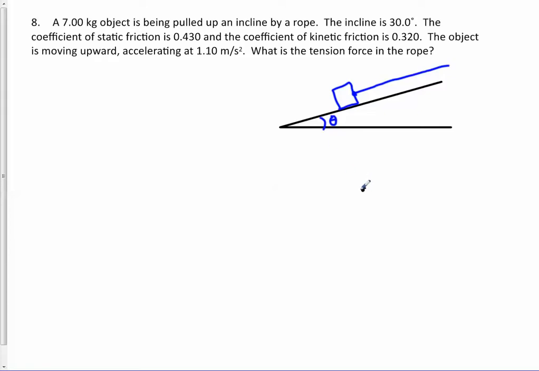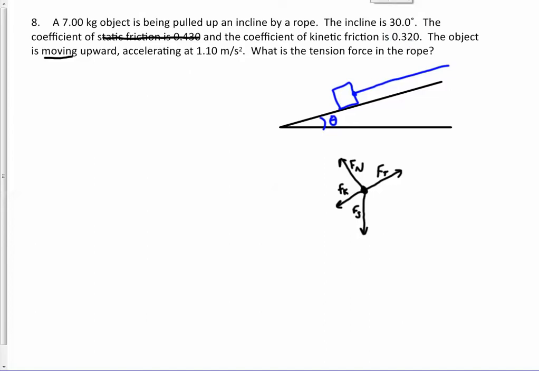So we have our object. We're going to have, of course, gravity straight down. We're going to have the normal force. We're going to have the tension of the rope. And the object is moving upward, so we have friction going downward. And by the way, the object is definitely moving. That's not even a question. So we can totally ignore static friction. That's just not playing a role in this problem. It's all going to be the kinetic friction.